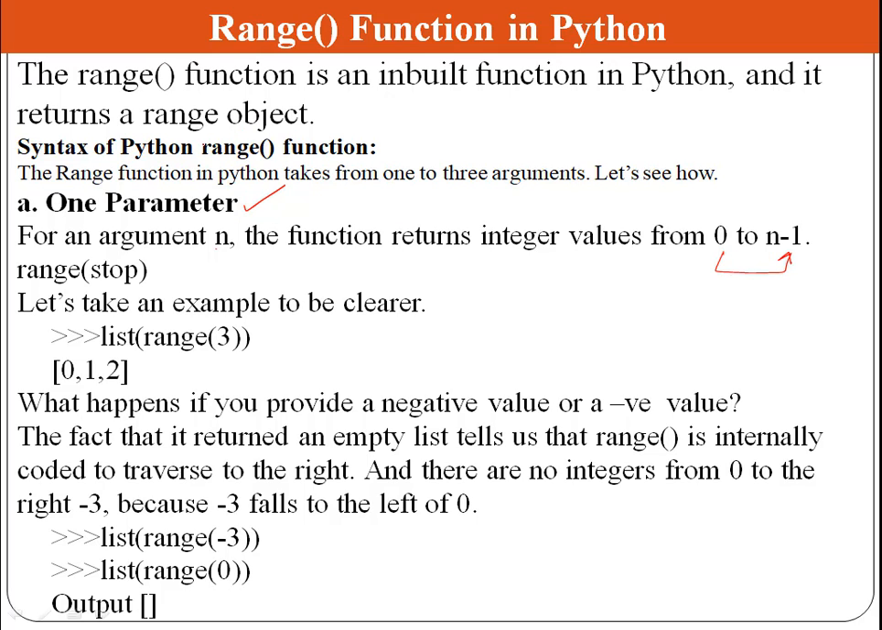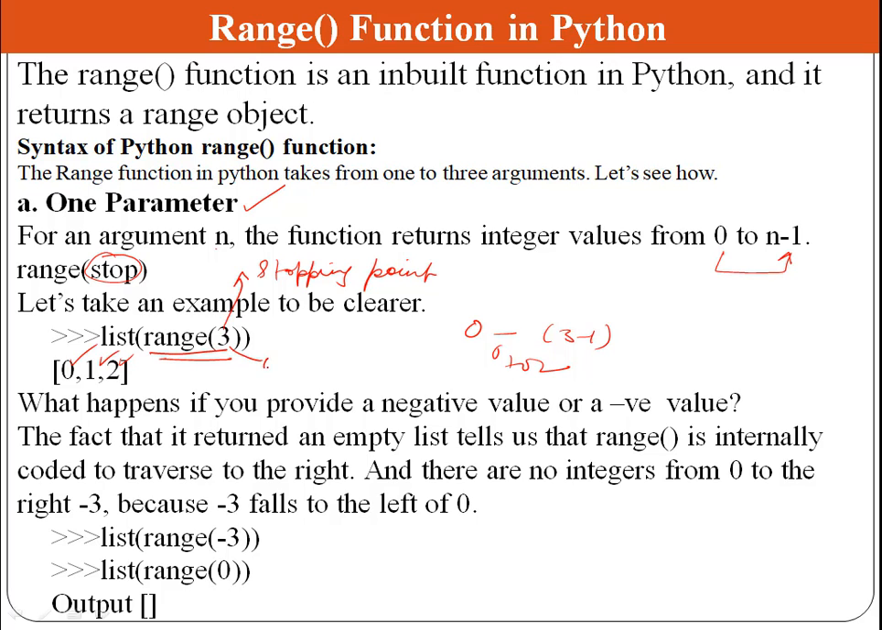So if you have put 3, this is the stopping point, right? So it means 0 to 3 minus 1, 0 to 2. So it has displayed 0, 1, 2. So it is generating the list, and you have given the range, so the list has been generated picking the values from 0 to 2. And how can you do this? By using the range function over here.